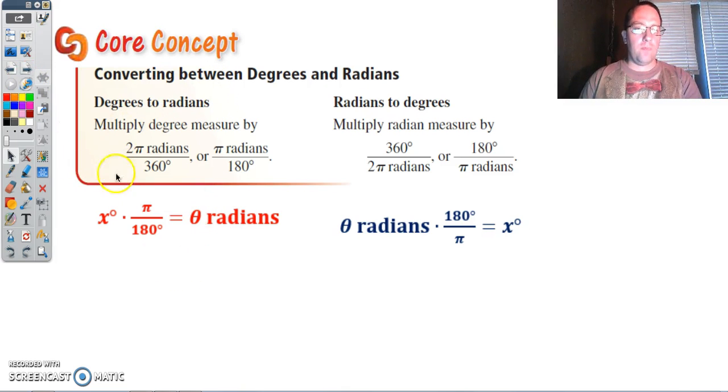So, what this is, the conversion ratio is pi over 180. To go from degrees to radians, you take your degrees, multiply it by pi over 180, and you end up with radians. Or, to go the other way around, it's radians times 180 over pi equals degrees. Okay? So, not real hard.